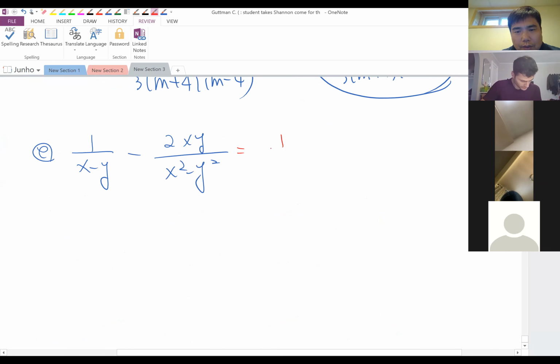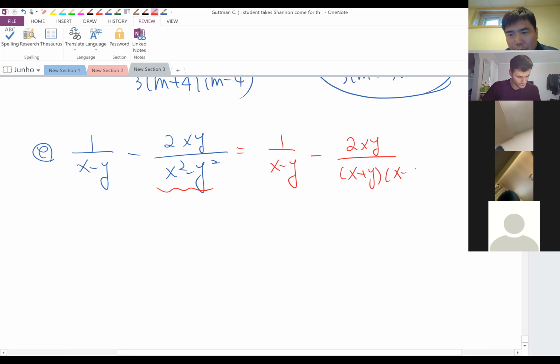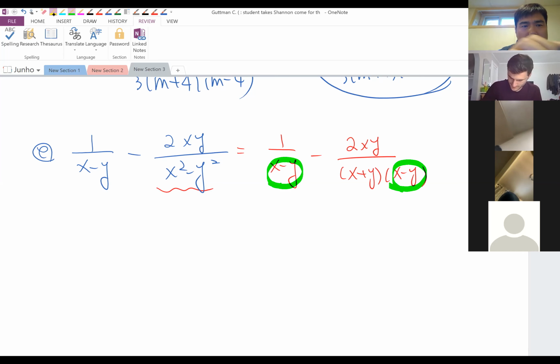Then this becomes 1 over x minus y minus 2xy over... If you do factoring this one, what do you get? x plus y times x minus y. So as you see, we'll common factor x minus y here, right? And do you see extra factor here? No, x plus y, that's it, right? Yeah, the extra is x plus y only on this side. So you need to multiply this here and here, basically.